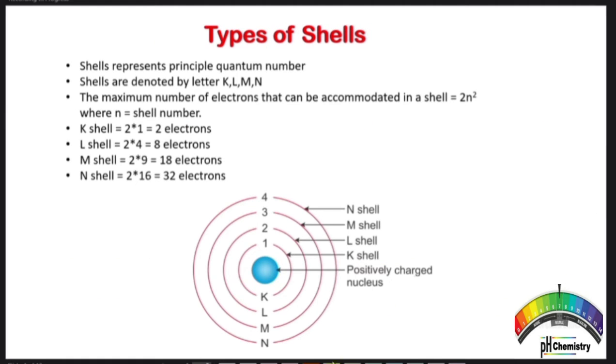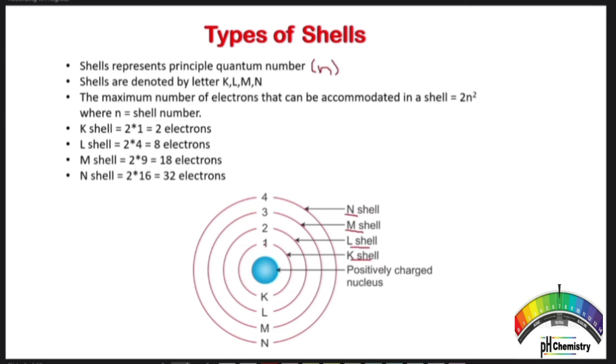Next we will see the types of shells. How many types of shells are present in an atom? The shells are represented by the principal quantum number, and the principal quantum number is denoted by the small letter n. Shells are denoted by the capital letters K, L, M, N. Here you can see this is the nucleus of an atom. Here 4 shells are present. The first shell is the K shell, second is the L shell, then M, and then N shell.